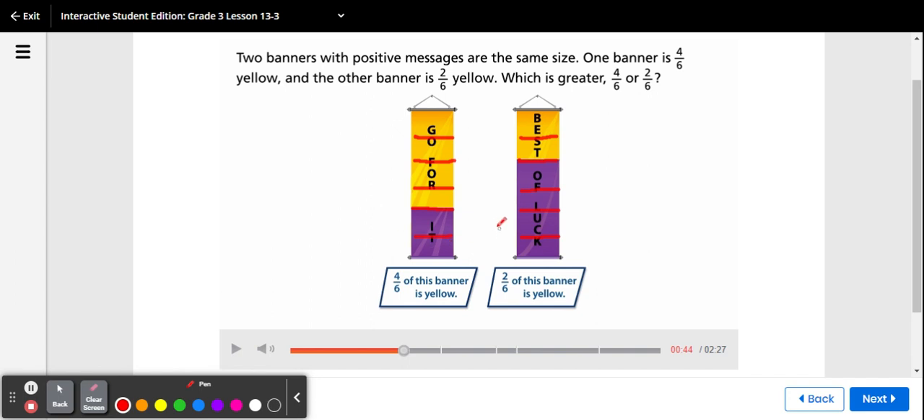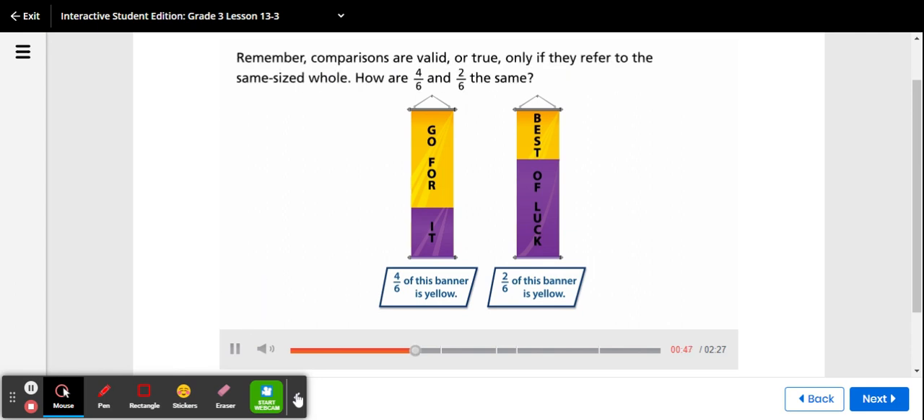So looking at both of these banners, they have both been broken up into 6 equal parts. Since each banner is the same size, then I know that those sixths that we see in both of these are going to be the same size. So I can tell, like I said, right there. Remember, comparisons are valid or true only if they refer to the same sized whole.